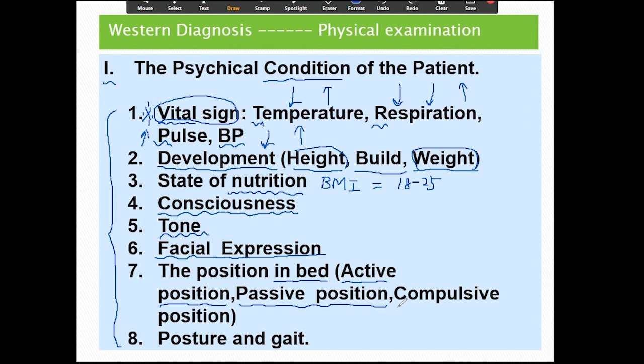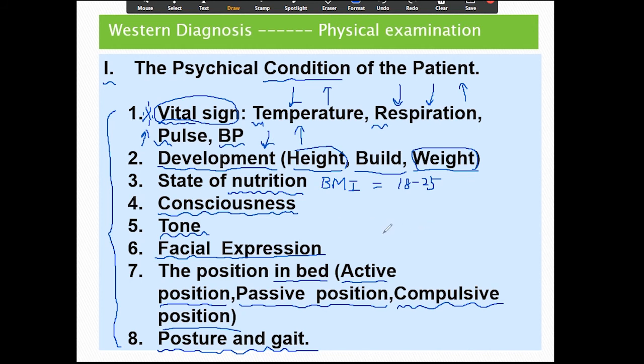And another kind of situation, the patient totally couldn't move. Just keeps some special kind of position in the bed. So thus we have three situations. Then we look at patients walking or sitting there, how they look. And then we get some basic idea of the patient's general physical conditions.